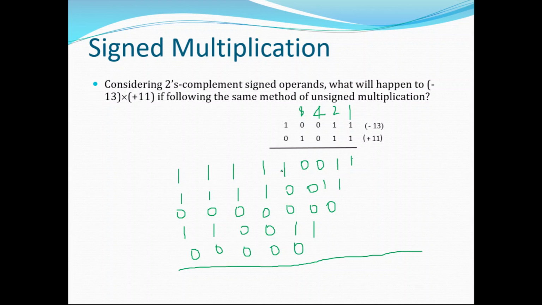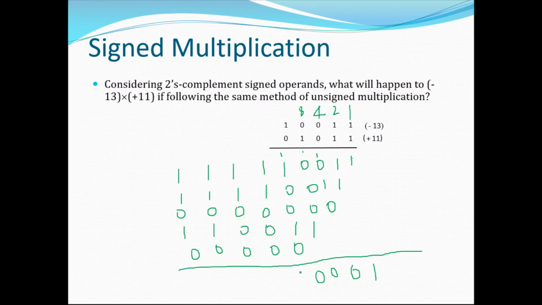So now we can perform the addition. Now you just add. This is 1. This is 1. 1 plus 1 is 0, carry 1. Again 1 plus 1 is 0, carry 1. Again 1 plus 1 is 0, carry 1. Again 1 plus 1 is 10, so we write 0 and carry 1. So 1 plus 1 is 10, plus 1 is 11.